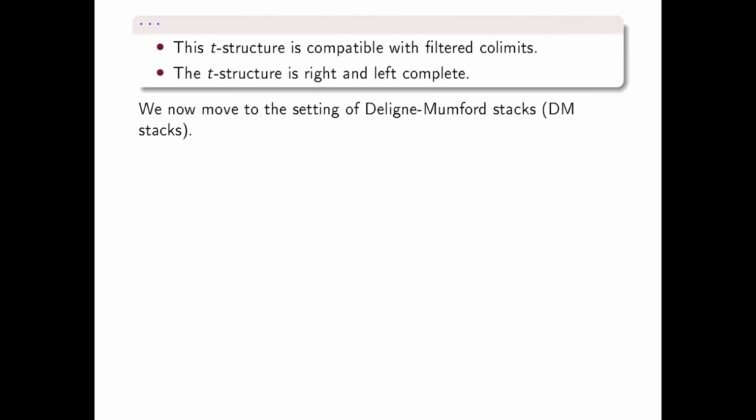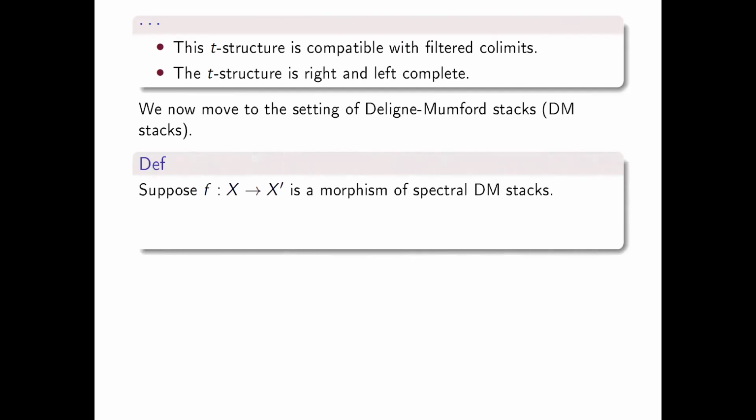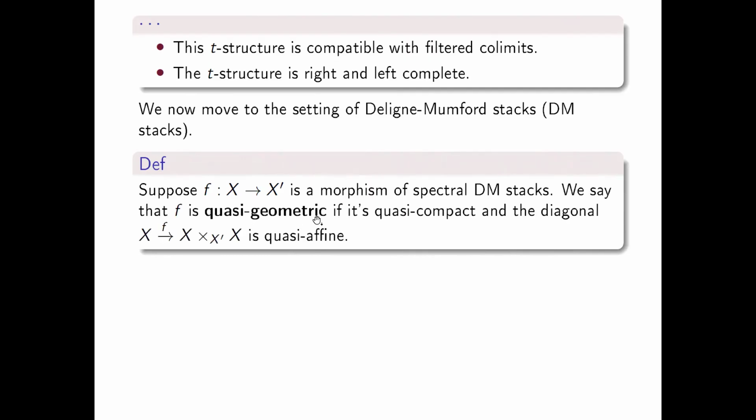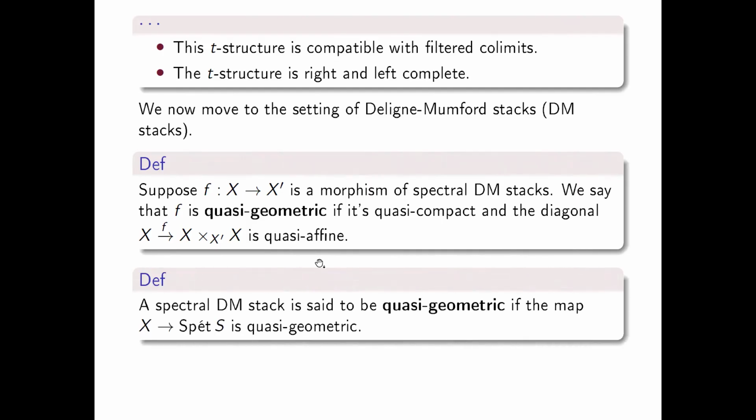Now for our setting, we'll move to the Deligne-Mumford stacks, that is DM. I'll just call them DM stacks for simplicity. You start off with a morphism of spectral DM stacks, and you say that the morphism is quasi-geometric if it's quasi-compact and the diagonal map is quasi-affine. That is the definition of a morphism being quasi-geometric.